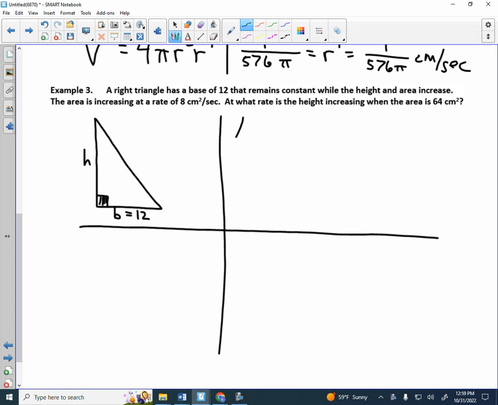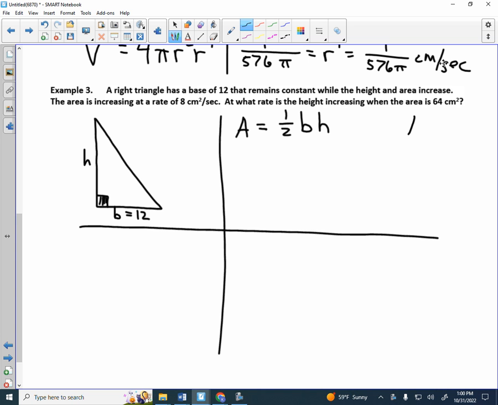Now, I need to come up with the area of a triangle. On the AP exam, they most likely will give you the formula for the volume of a sphere. They will not give you the formula for area of a triangle. They will say that you know that. 1/2 base times height. Good. We all good? Let's write down some of our knowns and our unknowns.